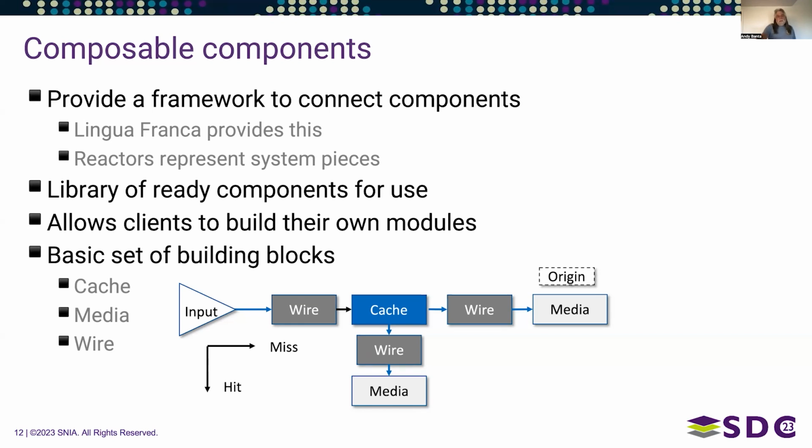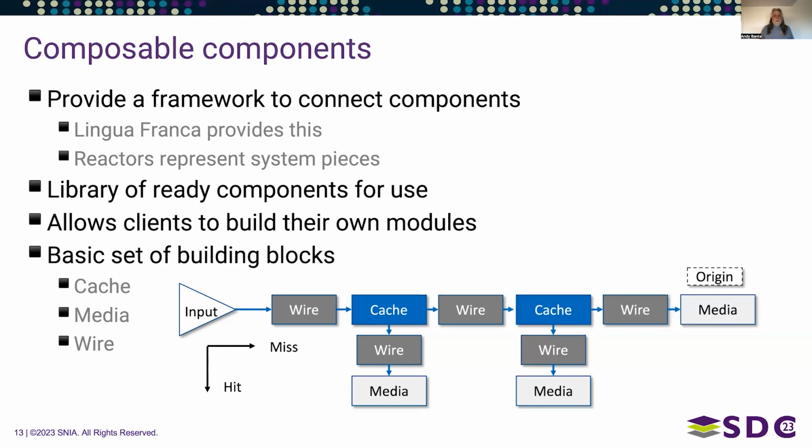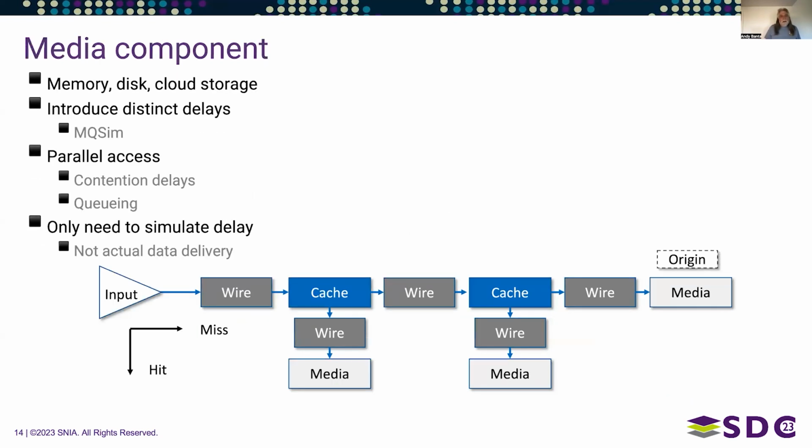And since it's composable, we can actually make multi-layer caches where we can build as many layers as we want and just keep building the components together to represent the system that we want to simulate. So let's talk a little bit about what our media components would be. This would be like memory or disk, or potentially cloud.